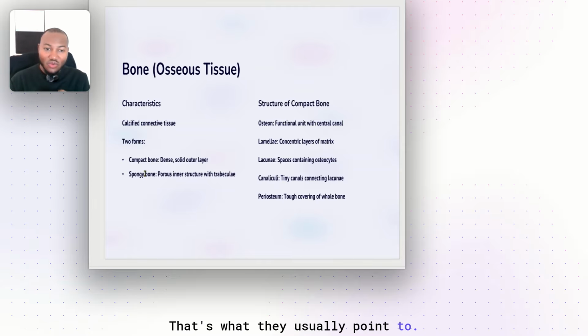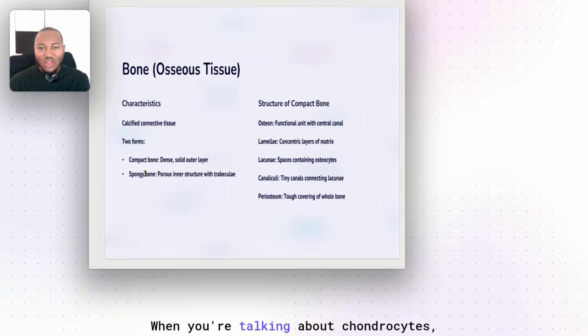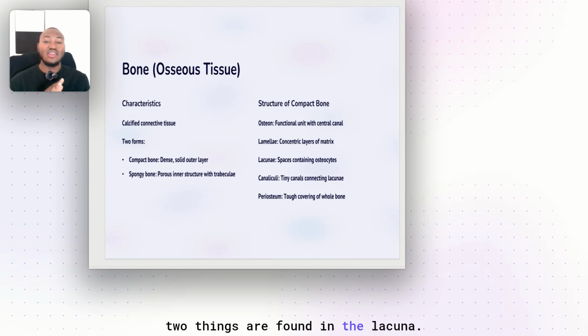That's what they usually point to. Lacuna. What does it contain? Spaces containing osteocytes and what? Chondrocytes. When you are talking about chondrocytes, look at it here. You are talking about mature cartilage cells. They are also found in lacuna. So it's very important that you know that these two things are found in the lacuna.